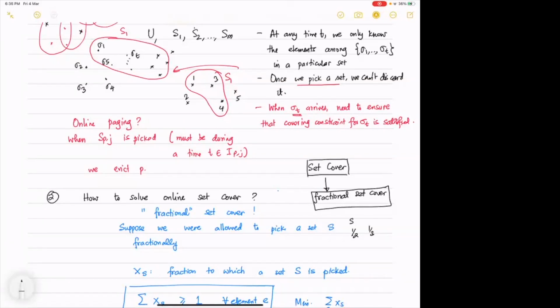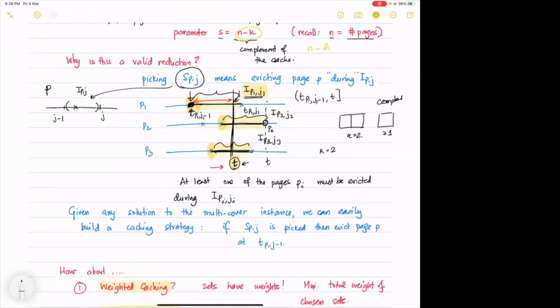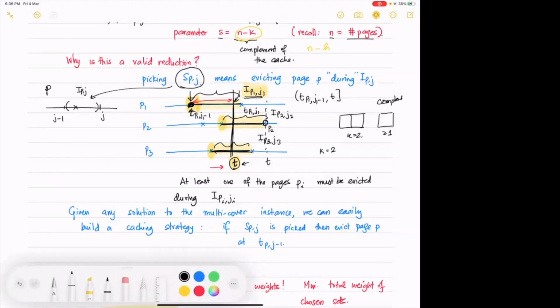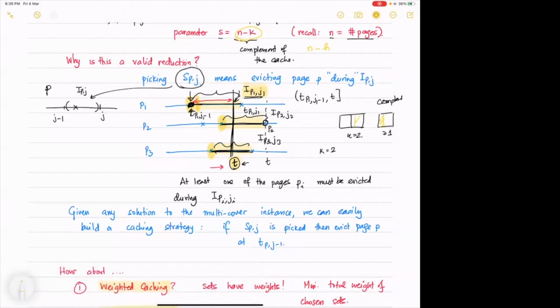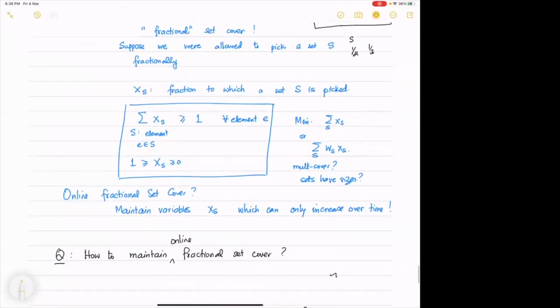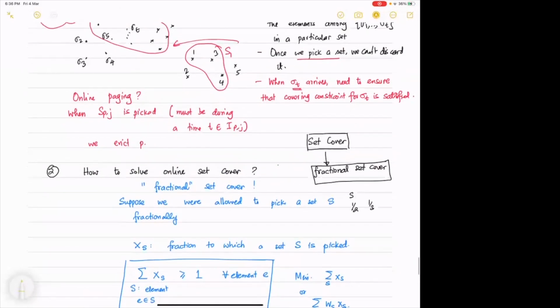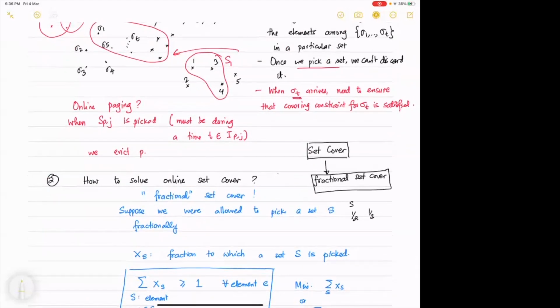What will it mean for us in the sense of paging? It would mean that if you pick a page to an extent of a third, then 1/3 of the page is outside and 2/3 of the page is inside the cache. Which is kind of strange, because we don't allow that. Either the whole page is in the cache or it is outside the cache. But what we are doing is trying to relax this problem so that we can make some sense of it. To tackle the earlier online set cover problem, I'm going to relax the definition in this fractional sense. This is also called fractional relaxation, and I'm going to look at this relaxed version.